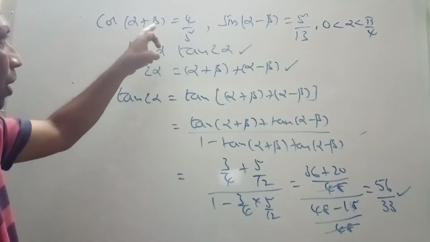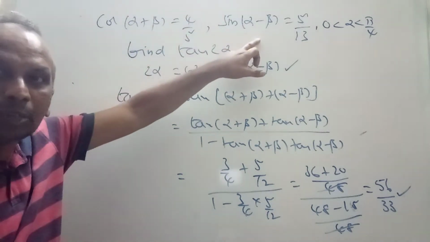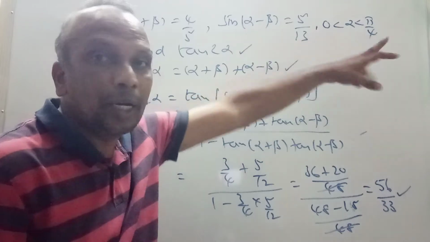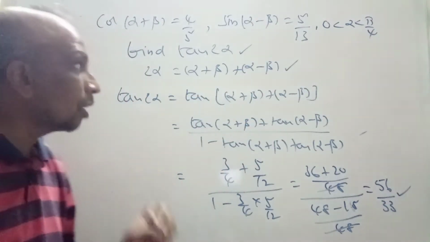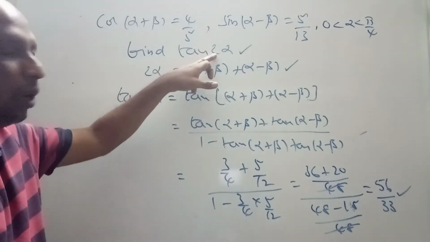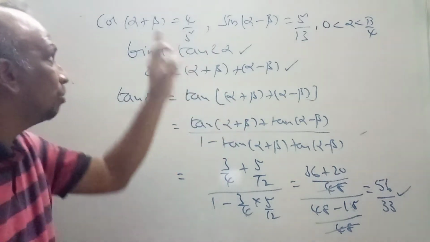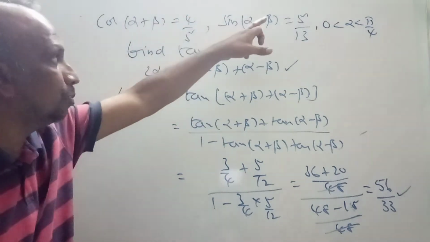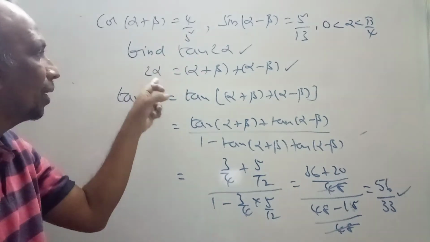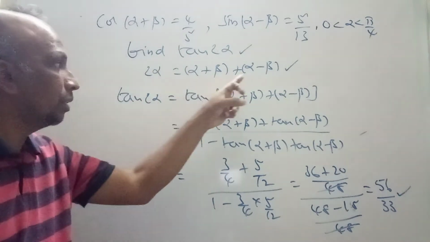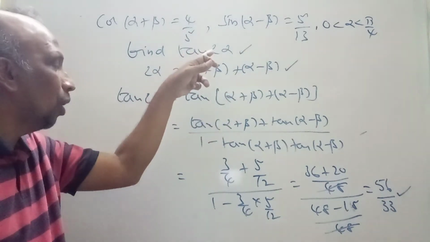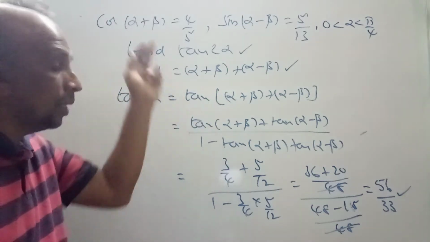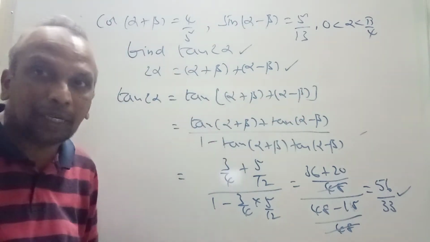And they are given cos of (alpha plus beta), sin of (alpha minus beta). Alpha is between 0 and pi by 4 is given. So here, what I have done here, they are asking tan 2 alpha. Then I thought, what is the relation between alpha plus beta, alpha minus beta? If I add these two, I will get 2 alpha. Yes, I have written like this. After that, I want tan 2 alpha. If I apply tan, I want tan of (alpha plus beta), tan of (alpha minus beta).